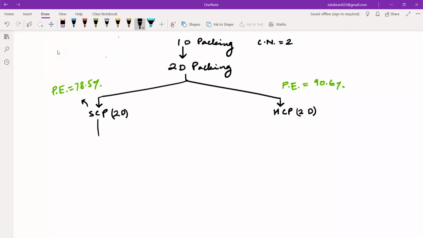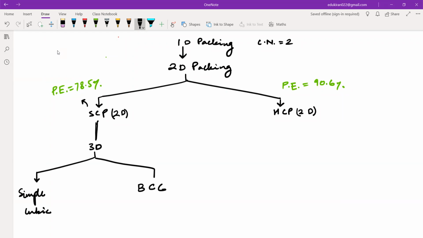Start studying daily. Now, from square close packing, we made 2 types of solids in 3D, right? From square close packing, we went to 3D packing, and in 3D packing we had 2 cases. Now, I will write the unit cells for these 2 cases. The first unit cell was simple cubic. Second was the body centered, BCC.